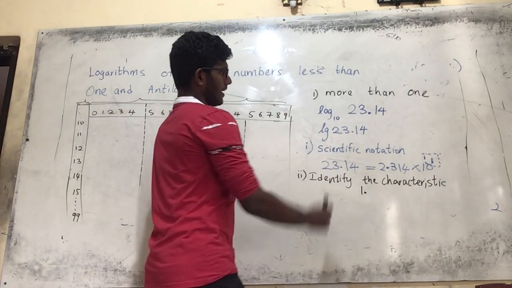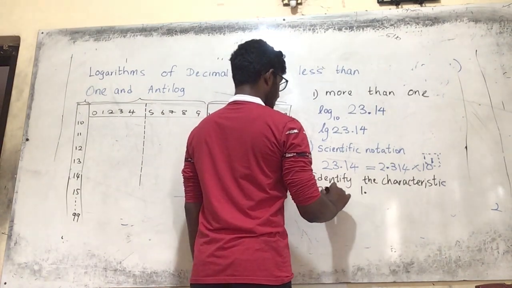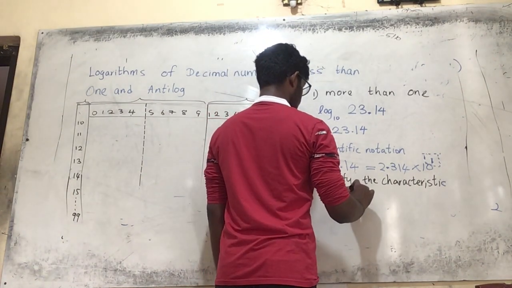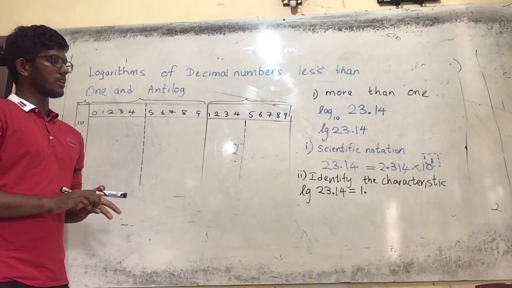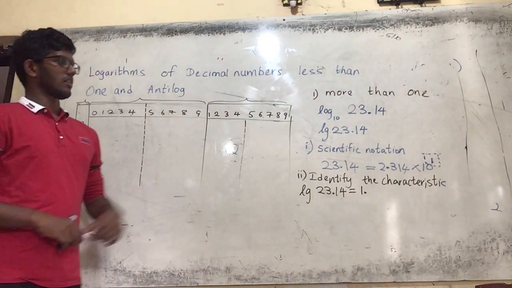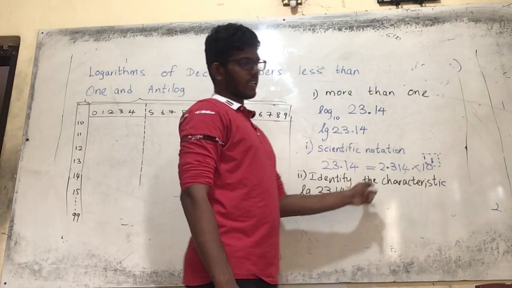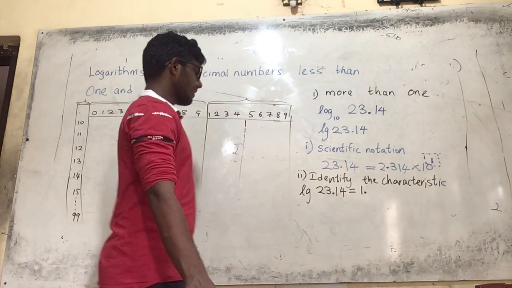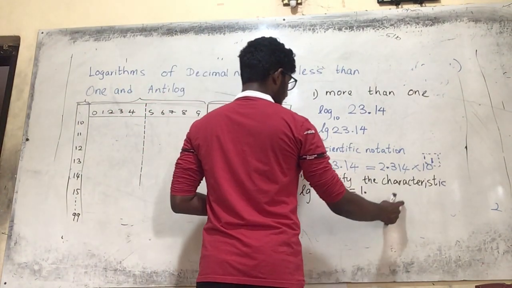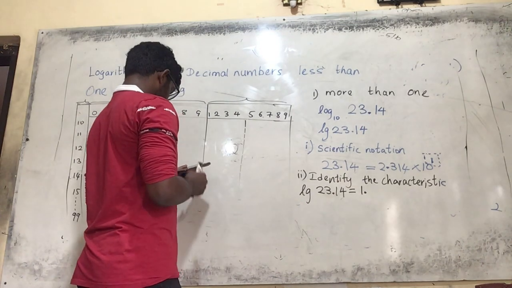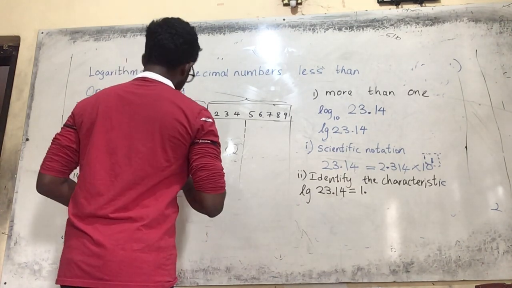Okay, now we are finding the log 23.14 value using the table. Just follow these steps. What to do? Write it in scientific notation. Identify the characteristic. Then you have to fill something here, behind the one. Just blindly follow the steps for now.